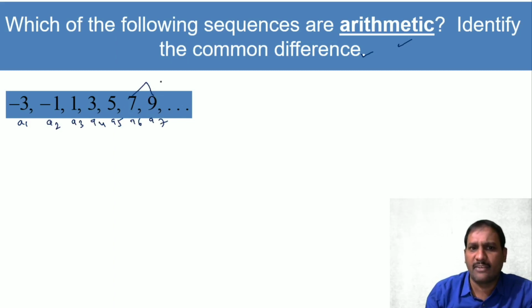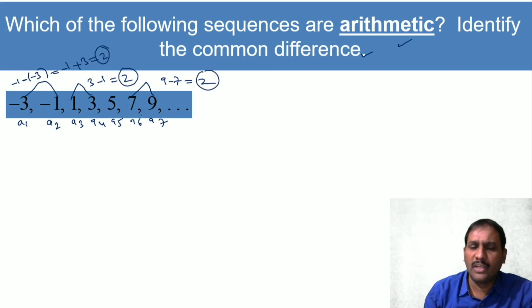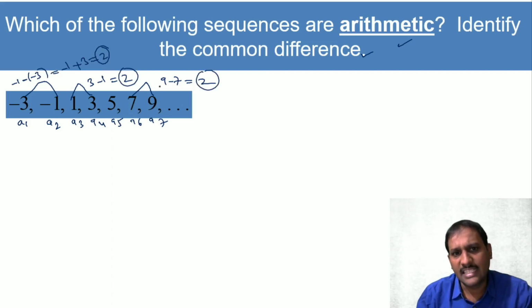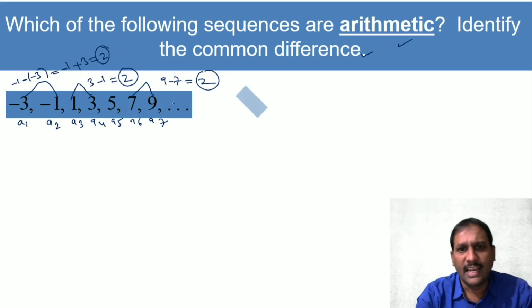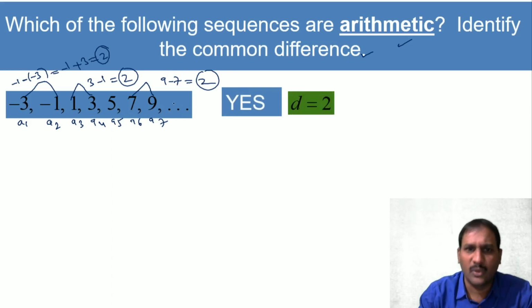9 minus 7 is 2. Or you take 3 minus 1, that is 2. Minus 1 minus of minus 3, that is minus 1 plus 3, that is also 2. So the difference between any two consecutive terms of this sequence is the same, and that is equal to 2. Therefore, it is an arithmetic sequence. And what is the common difference? It is equal to 2. d is equal to 2.